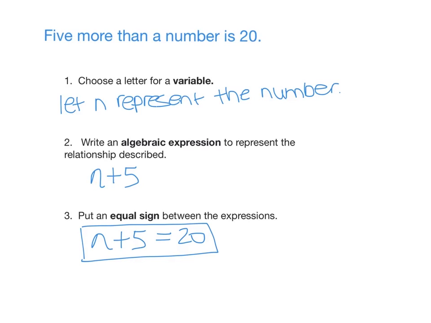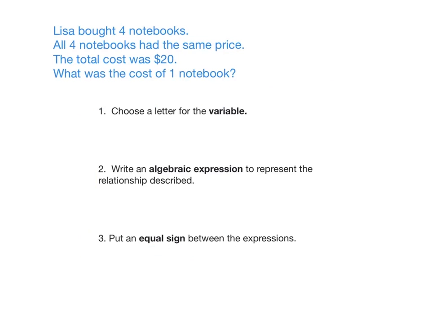If you wanted to go ahead and solve this algebraic equation, you need to ask yourself, what number plus 5 can give me 20? Well, you should know that 15 plus 5 will give me 20. Therefore, n, which is our variable, must be 15. So let's try another question. This time it's a word problem, and what we're going to do is change this word problem into an equation.